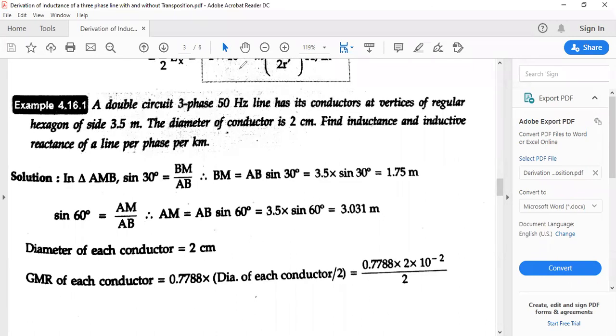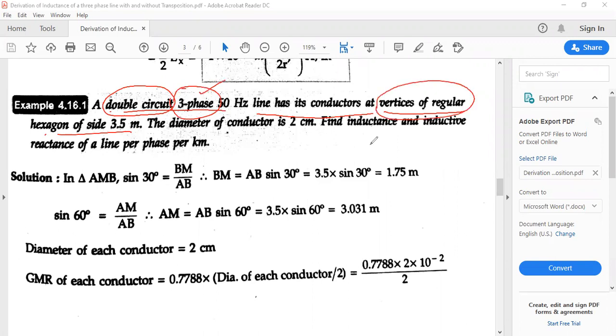Moving on to the numerical problem. A double circuit 3-phase 50 Hz line has conductors at the vertices of a regular hexagon. So you need to find out first what you need to find out. Is it a double circuit line? Yes. Is it a 3-phase line? Yes. And it is a regular hexagon.